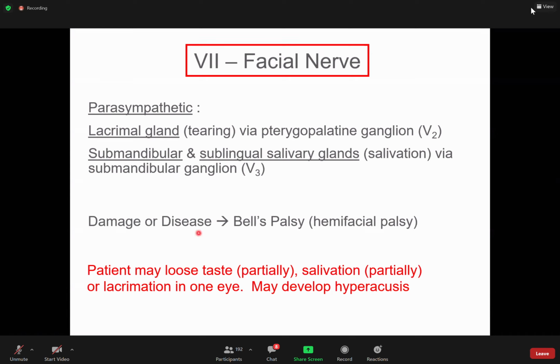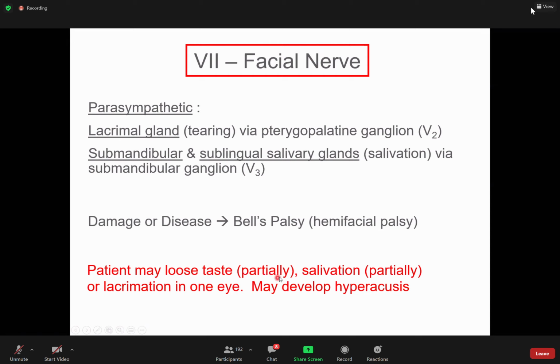Damage to or disease to the facial nerve, which is the lower motor neuron type of paralysis, results in Bell's palsy, hemifacial palsy, because all the muscles of facial expression are supplied by the facial nerve. So damage to the facial nerve or the facial nucleus at the level of pons will result in complete paralysis of half side of the face, which is called hemifacial palsy. But if there is a damage to the facial nerve itself, you call it Bell's palsy.